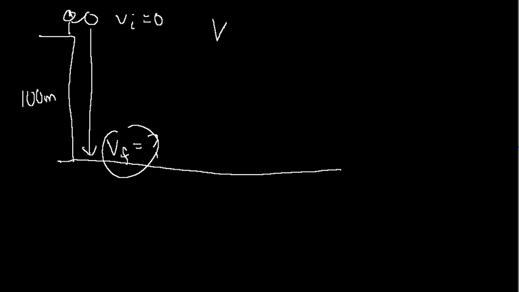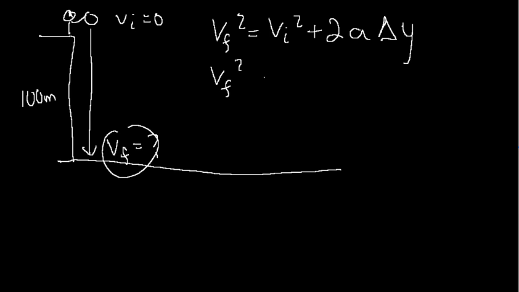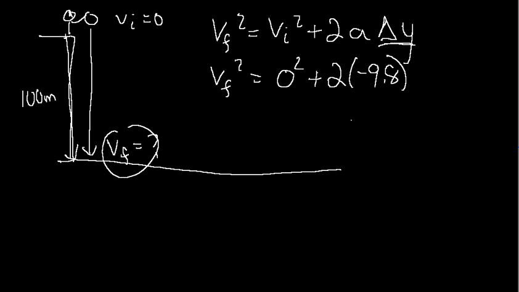Well, we can. v final squared is v initial squared plus 2 times the acceleration times the change in position. That's another one of our equations. Final velocity, we don't know what it is, but we know the initial velocity is 0. So 0 squared is still going to give us 0. 2, what's our acceleration? Negative 9.8. And what's our change in y? Well, we're falling or dropping 100 meters because that's how tall the building is.